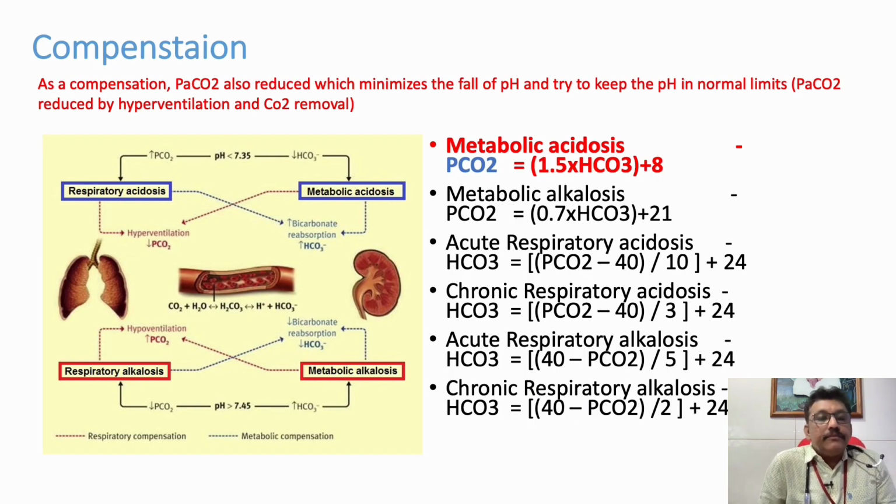You can see the compensation formula for metabolic acidosis here. For a given bicarbonate, we can calculate the expected CO2 level. 1.5 times bicarbonate plus 8 will give the expected carbon dioxide level in that patient. So that is the compensation for metabolic acidosis. Other formulas are also given here, but we are not discussing those. So in metabolic acidosis, PaCO2 is 1.5 times bicarbonate plus 8. That will give the carbon dioxide level.